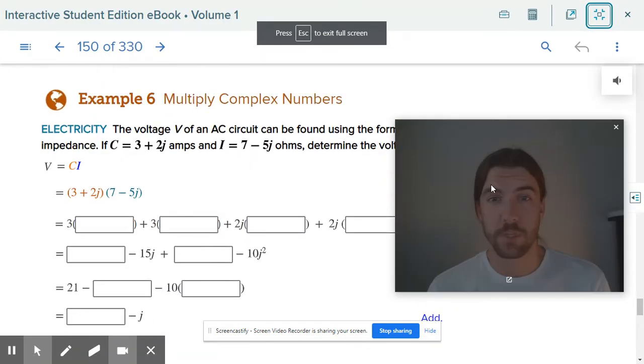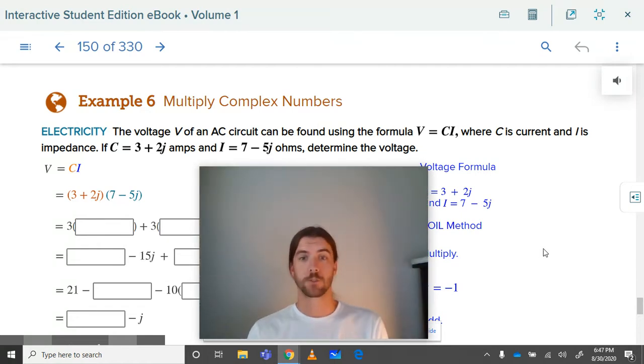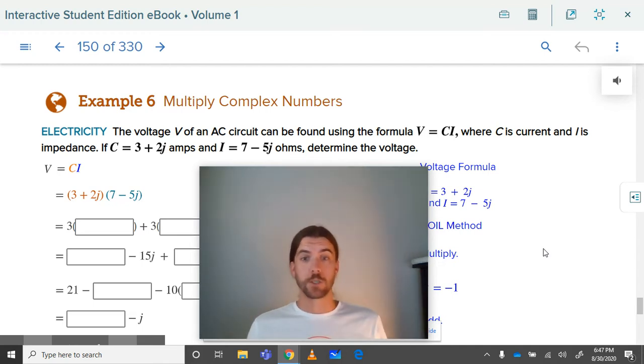All right, we're on to example number 6, where we're going to do the operation of multiplying complex numbers. Now, if you're not awake right now, if you're feeling sleepy, you need to wake yourself up because this one is quite a doozy. This one's going to be quite a bit to follow along with.